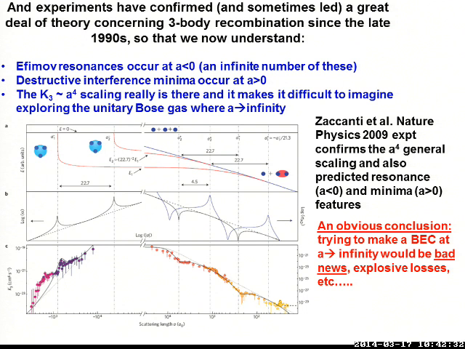But I mean, the obvious conclusion is it would seem like this would be a really bad idea to try to make a Bose-Einstein condensate at unitarity because of these explosive losses. But one of the interesting results was that the JILA group could see a system living of the order of a millisecond, which is plenty of time to learn quite a bit about the system, even at unitarity.